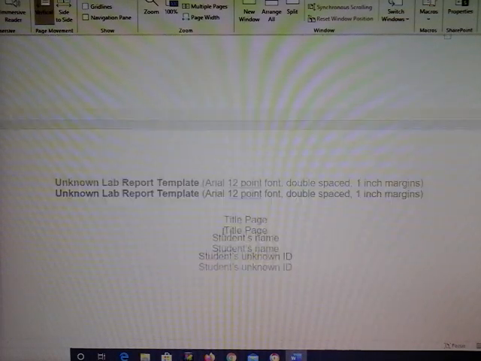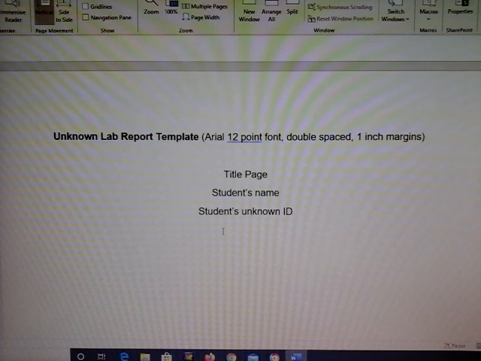So I will upload this template for you guys as well. So this is what you're going to use to write your reports. So download this for yourself and start writing a little bit every day. So you want to make sure, guys, that your report's double spaced. You have a 12-point font, Arial, and 1-inch margins.